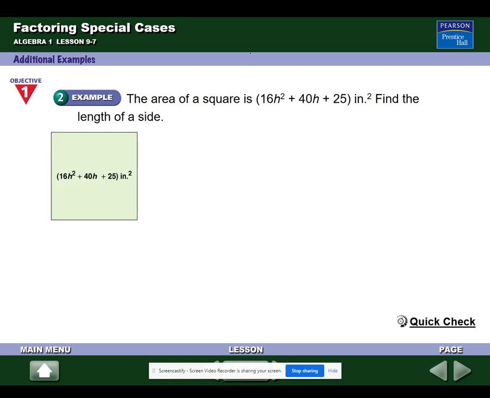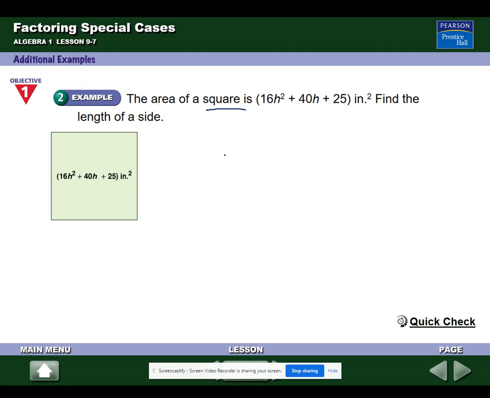Here, let's go ahead and use grouping. They're telling us that the area of this square is 16h squared plus 40h plus 25, and they want us to find the length of a side. Obviously, the length and the height are the same thing on a square, which they tell us that this is. So essentially they want us to factor 16h squared plus 40h plus 25, and the two binomials we come up with had better be the same thing. So let's go ahead and do that.